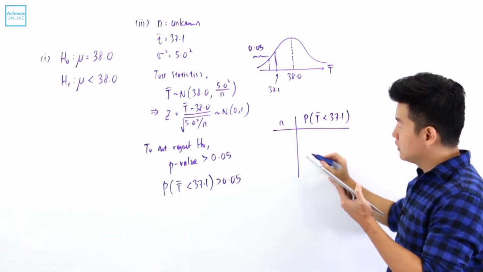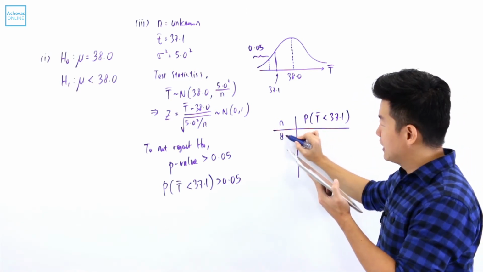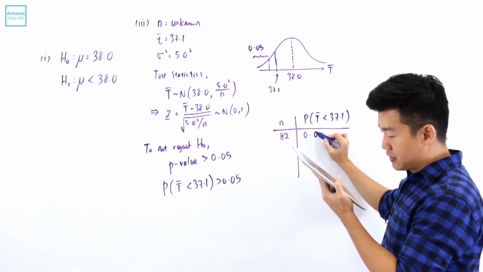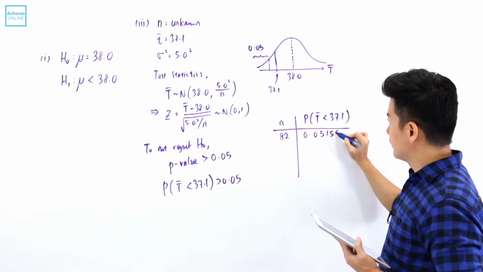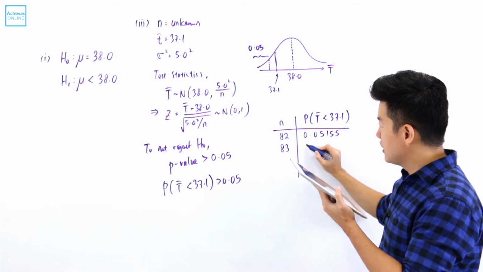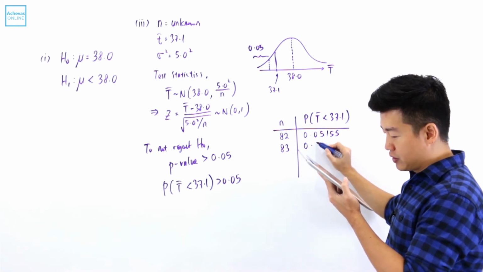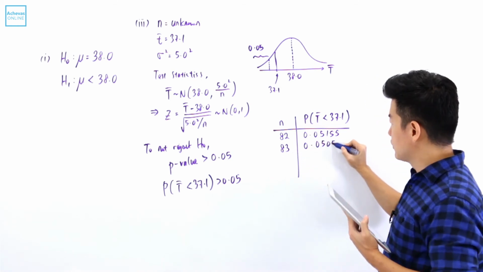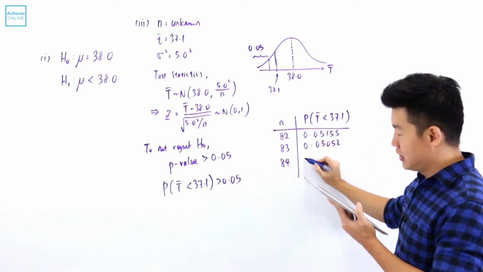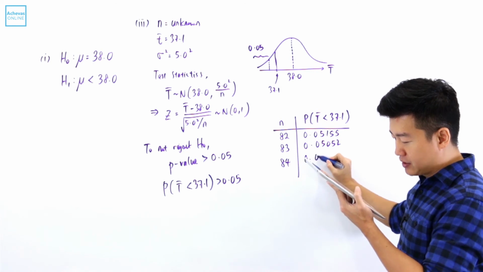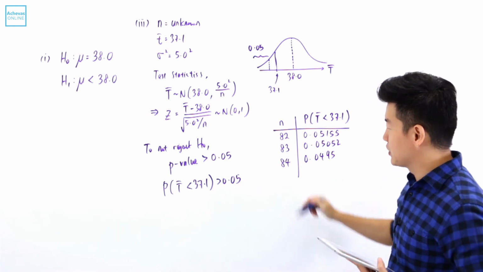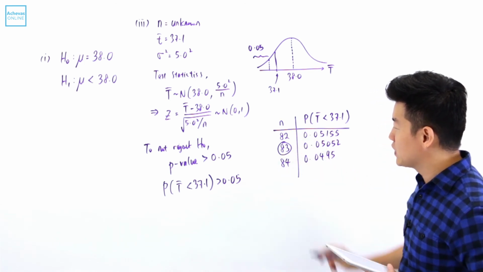If I were to scroll down the table, when n is at 82, the probability is 0.05155. It is still bigger than 0.05. When it is at 83, the probability is 0.05052, still bigger than, but when it is at 84, the probability of this is 0.0495, and this is when it starts to get smaller than 0.05, so the maximum n can go is 83.